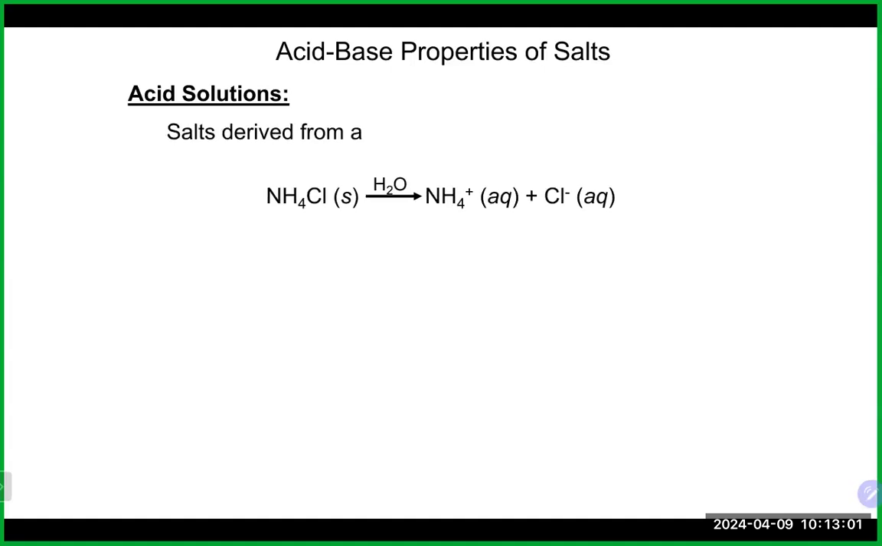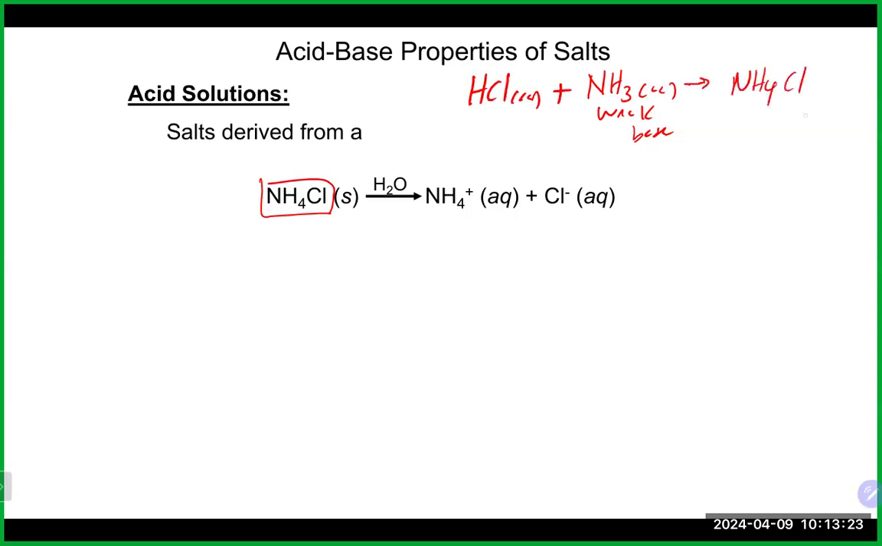Now, there are also salts that are acidic salts. So, for example, if we take something like ammonium chloride, it most likely came from a couple of things. What base did ammonium chloride probably come from? Right, which is a weak base, NH3. And probably the acid in this case was hydrochloric acid. So these two, when they react, are going to give you a little ammonium chloride in this case.